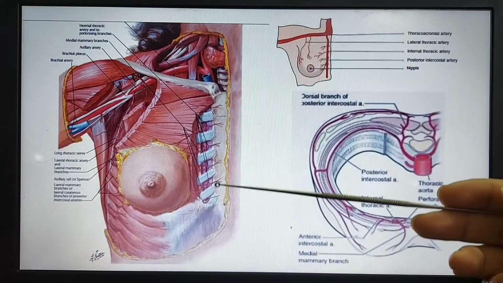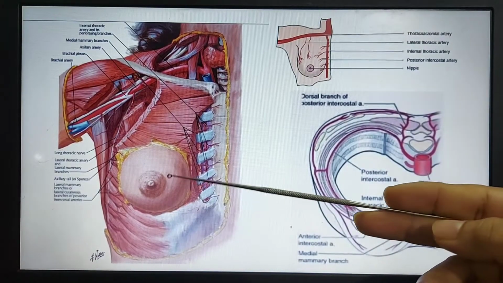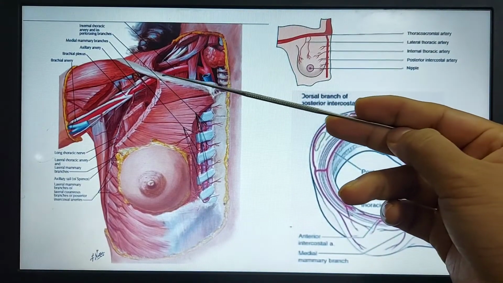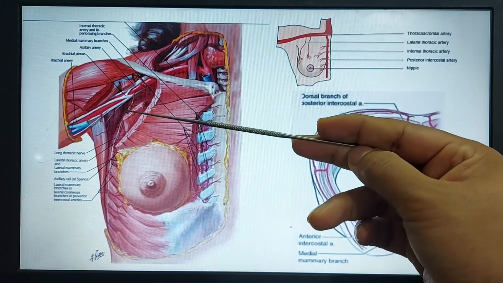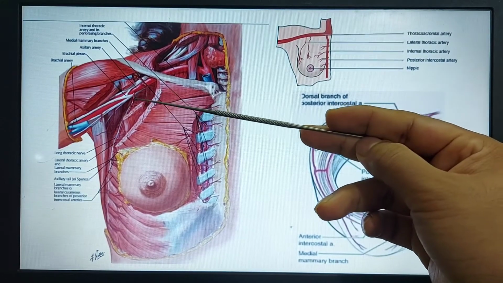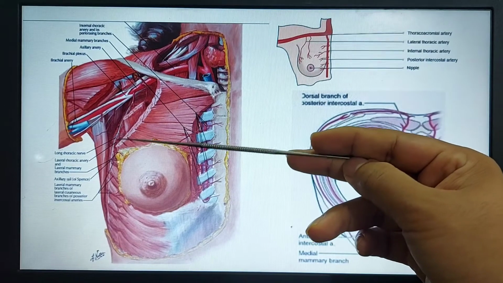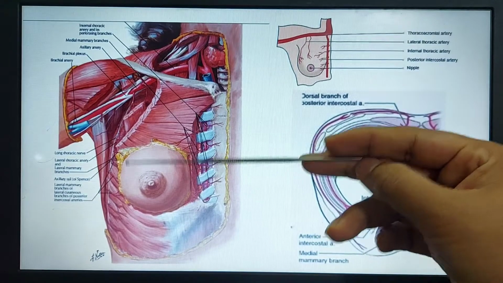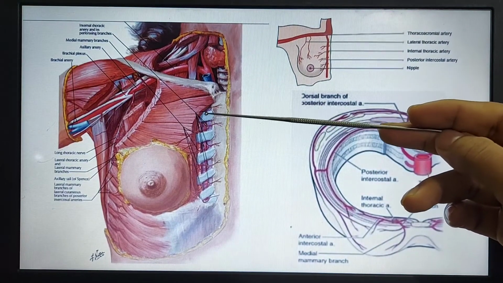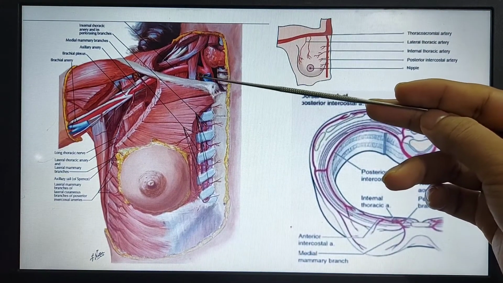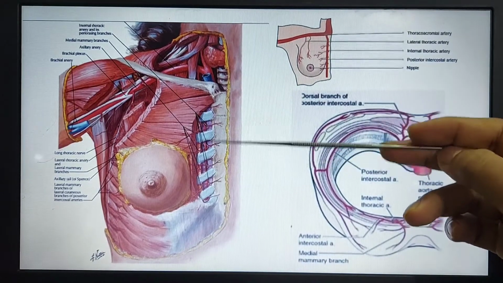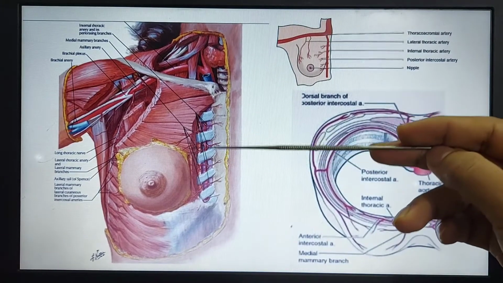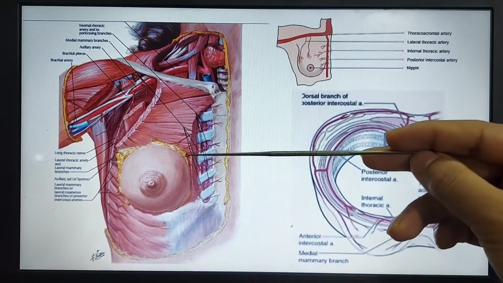Now we want to tell something about the blood supply of the breast. Here we see the subclavian artery, and here is the axillary artery. This axillary artery sends a branch known as the lateral thoracic artery. This lateral thoracic artery supplies the breast. And from the subclavian artery, the internal thoracic artery runs down. This internal thoracic artery gives the medial mammary branch that supplies the breast.